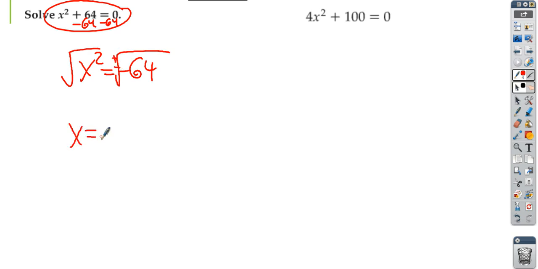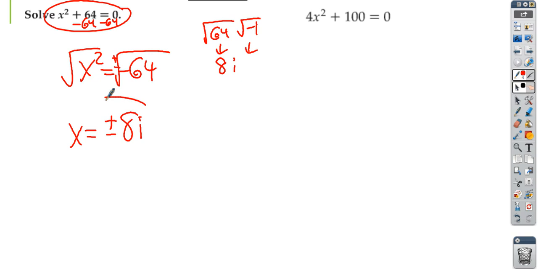So the square root of negative 64, that's the same as 64 times negative 1. Square root of 64 is 8. Square root of negative 1 is i. So that's the same as plus or minus 8i, and that's the solution. There's no real solution to that. It just has an imaginary solution.